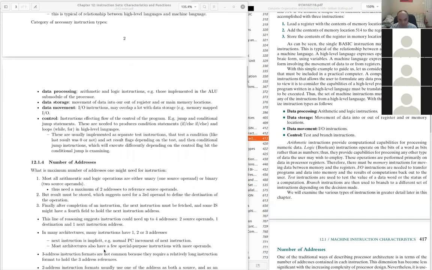There usually are, I think I'm jumping ahead here now that I think about it, but there usually are specific instructions for calling procedures and returning from them, because the architecture can give you some help in terms of what's known as the function call stack. But I'll talk about that once we get to that point, again here in a little bit more detail.